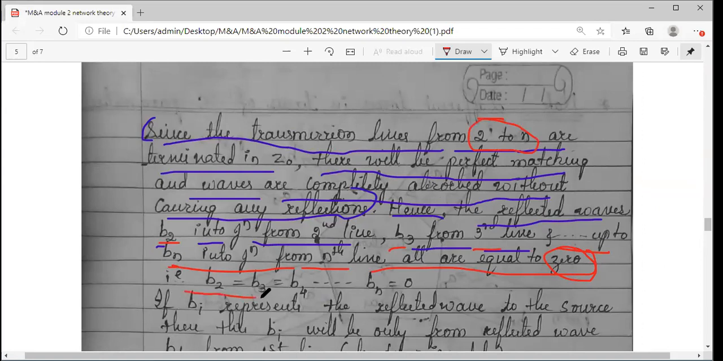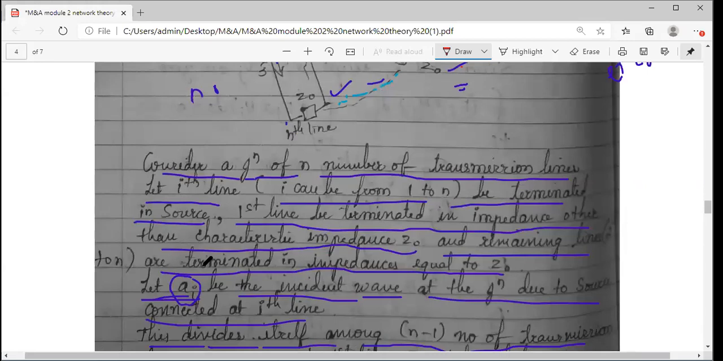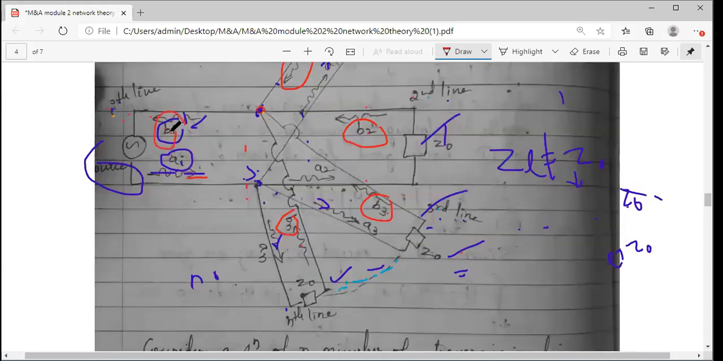So in general I have written B2, B3, B4 up to Bn is equal to 0, and only B1 will exist. So if Bi represents the reflected wave at the source, then Bi will be only the reflected wave B1. I'm talking about this Bi.